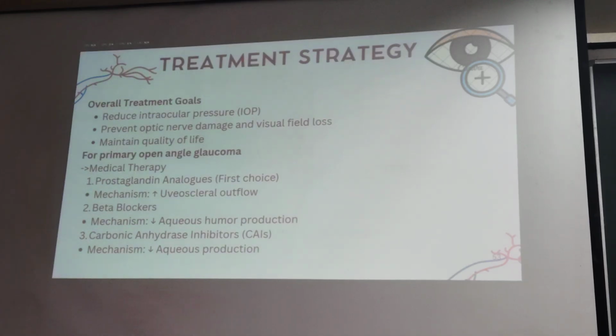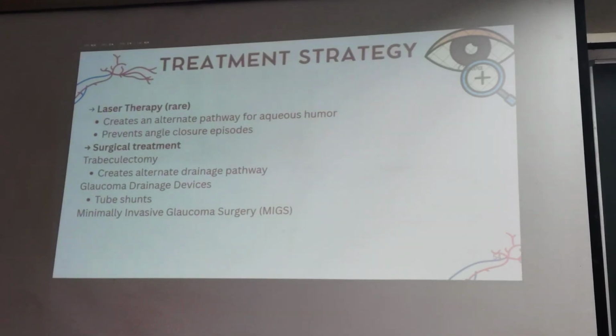Let's start with primary open angle glaucoma. The main treatment is to reduce intraocular pressure in this type of glaucoma, and the most preferred treatment is medical therapy, starting with prostaglandins, which increase the uveoscleral outflow, decreasing the IOP. Next are carbonic anhydrase inhibitors and beta blockers, both of which work on a similar mechanism of decreasing the aqueous humor production. If medical therapy doesn't work or is slow to work, we can go for laser therapy.